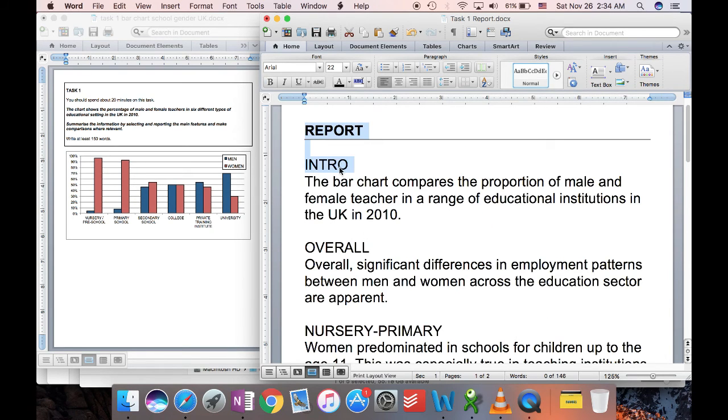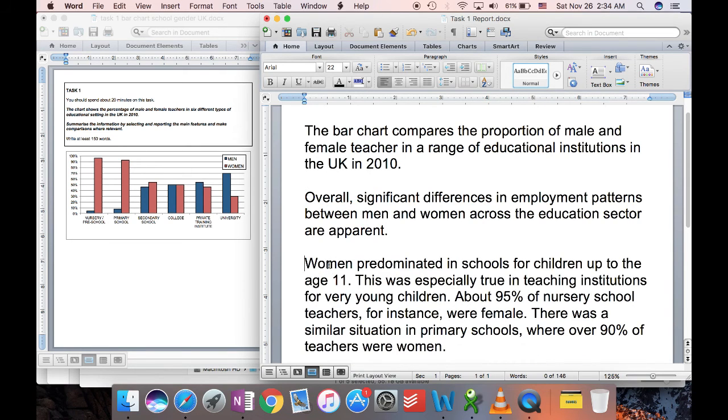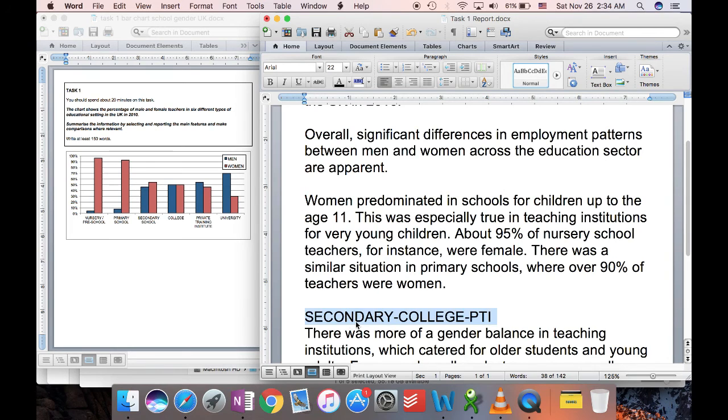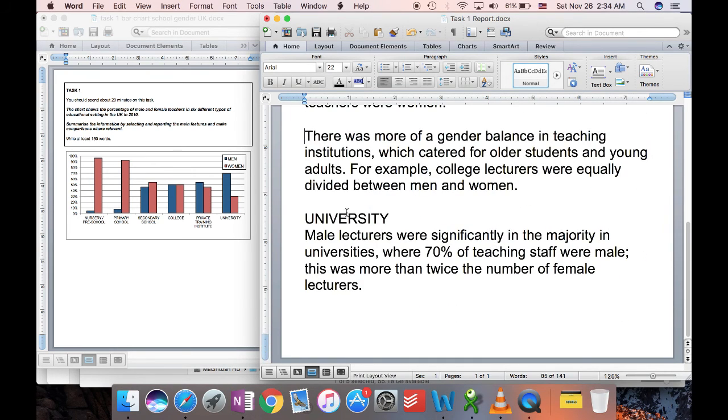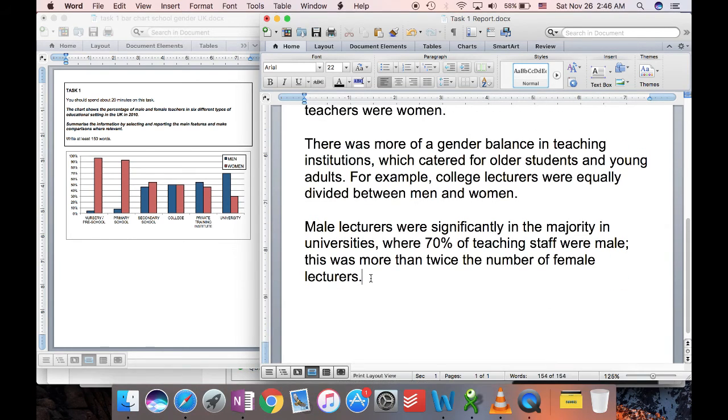I just want to see how many words I've done. Hopefully it's 150. Let's have a look. And we've got 140 words. Okay. So we're on 140 words. We can just write one quick sentence to make sure we're above the 150 word limit, just to sum up the whole graph. So you could say something like women.